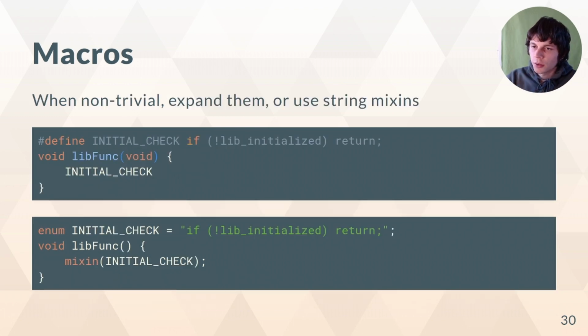However, macros can also be used to insert lines of code or even partial code, in which case it's best to just expand them into the thing that they are supposed to deduplicate and live with the duplication for now. Or, if it's at least a complete statement, you can use a string mixin.